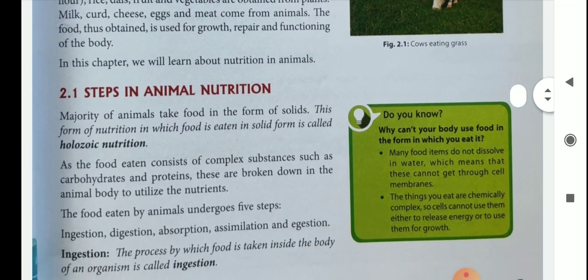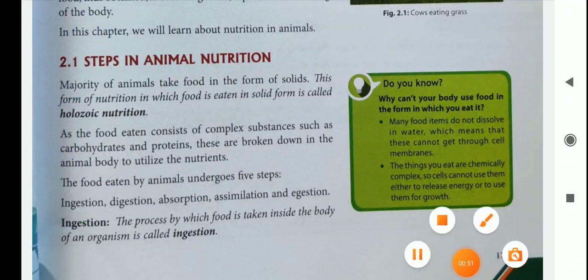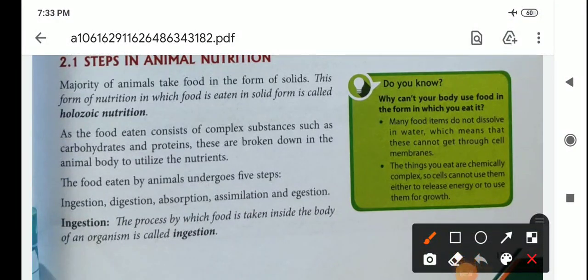Steps in animal nutrition. The majority of animals take food in the form of solids. This form of nutrition in which food is eaten in solid form is called holozoic nutrition. So what is holozoic nutrition? The process by which food is eaten in solid form is called holozoic nutrition. As the food eaten consists of complex substances such as carbohydrates and proteins, these are broken down in the animal body to utilize the nutrients.